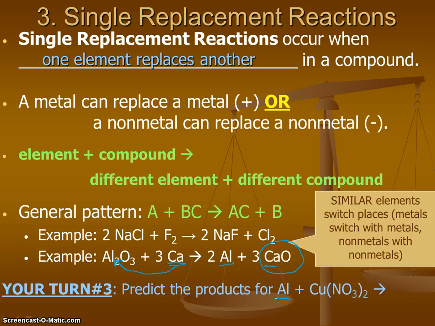The element here that was by itself is a metal, aluminum. So that means it's going to switch places with the metal, which is the copper. So the copper will be alone, it gets kicked out. The aluminum will now be attached to the nitrate, and you do your own crisscrossing between the aluminum and the nitrate. Aluminum's a +3, nitrate's a -1, so that's where this 3 is coming from right here.